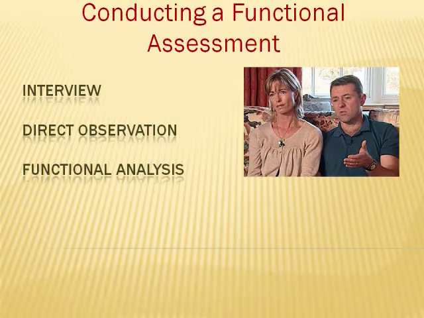There are 3 strategies for conducting a functional assessment. The first strategy is using the informant method, where the teacher interviews individuals or others who know the individual. We have the direct observation, where the teacher observes the individual in the environment where the problem behavior or problem behaviors are occurring and collects real data. And finally, we have a functional analysis, where a teacher manipulates possible variables to determine causal variables that are maintaining the problem behavior.